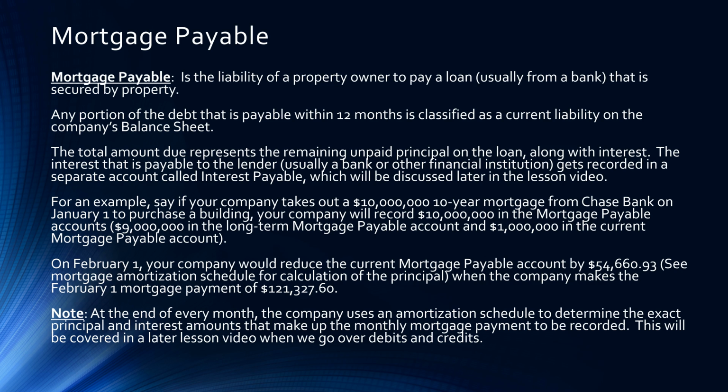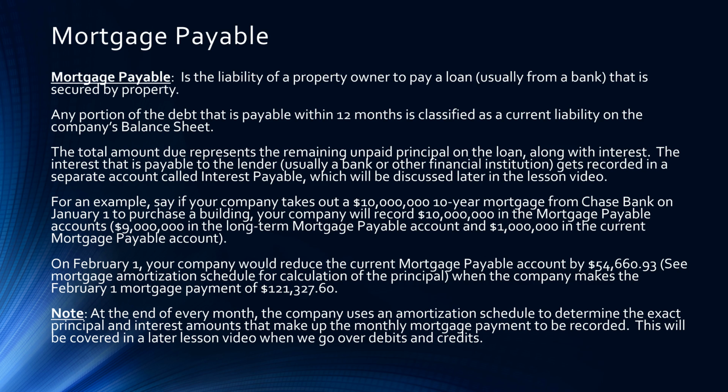For an example, say your company takes out a $10 million 10-year mortgage from Chase Bank on January 1st to purchase a large building. Your company would record that $10 million in the mortgage payable accounts. And I put accounts as plural because you have to break out the total mortgage payable between current and non-current. So $9 million would represent the long-term mortgage payable account, and $1 million would represent the current mortgage payable account.